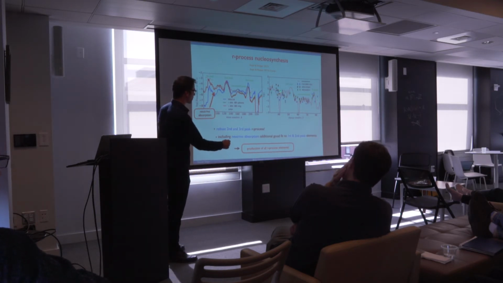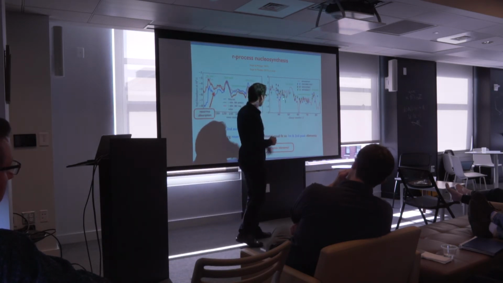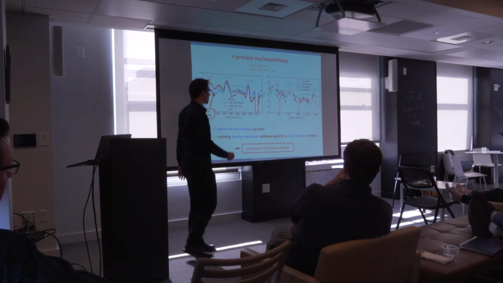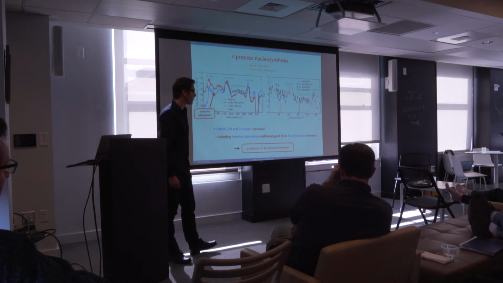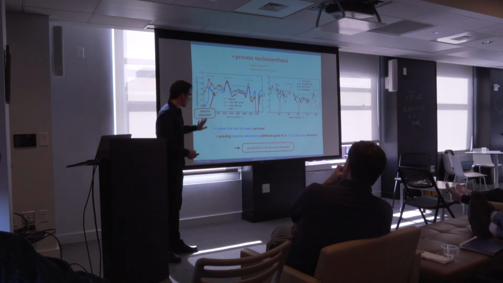And this nice agreement is also reflected in this plot, which shows a comparison of our simulation data with elemental abundance measurements from metal-poor stars in the halo of the Milky Way. So these are relative abundances.